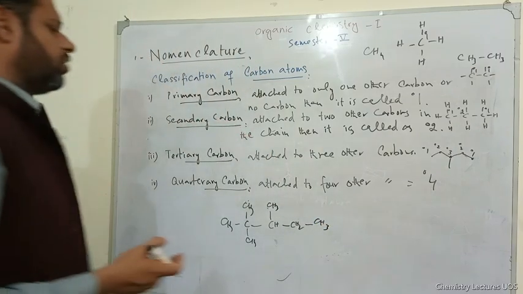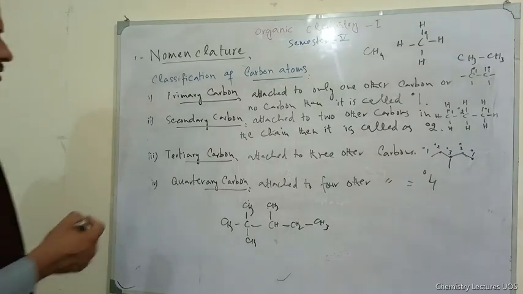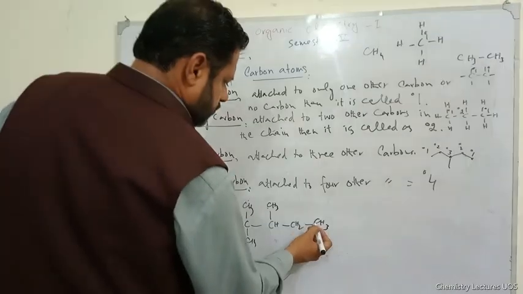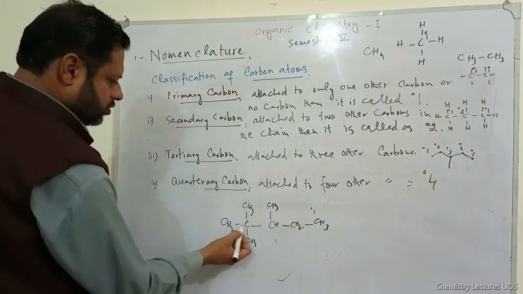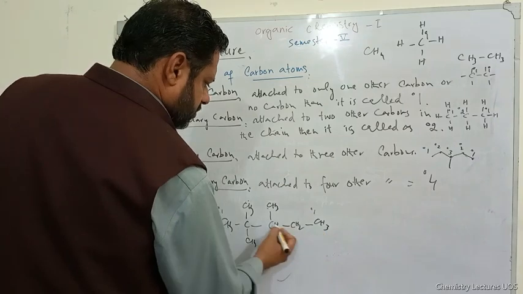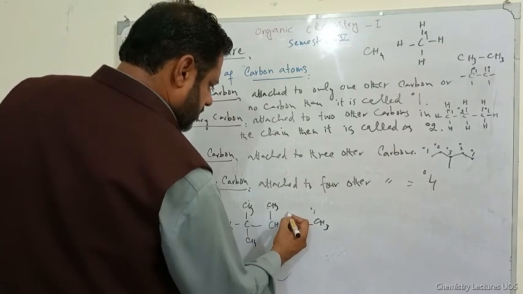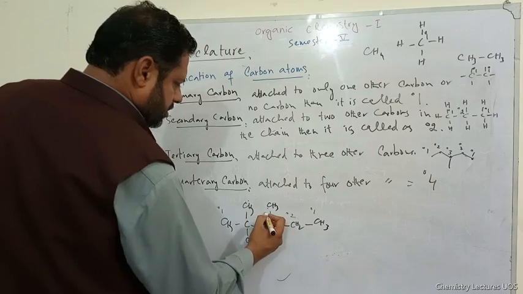So now you have to find which carbon is which classification in this compound. Because this carbon is attached to only one other carbon, we call it primary. This carbon is attached to only one carbon, this is called primary. This carbon is attached to 2 carbons, so it is called secondary. This carbon is attached to 3 carbons, so it is called tertiary.